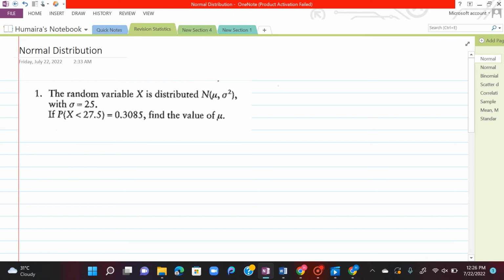Let's recap normal distribution, right? First of all, the normal distribution is basically a continuous distribution. So it's used for any variable where the variables are continuous, right? So it's a continuous distribution.